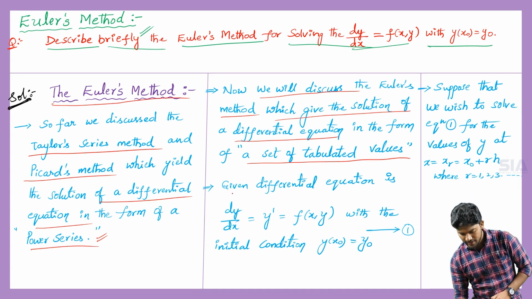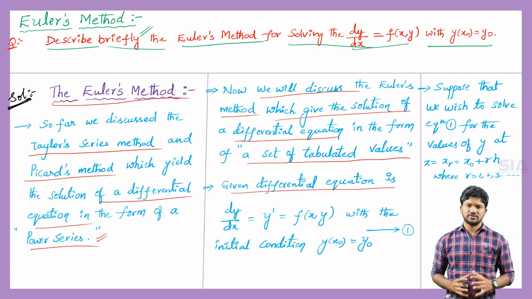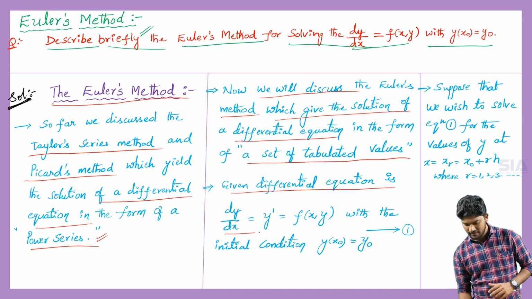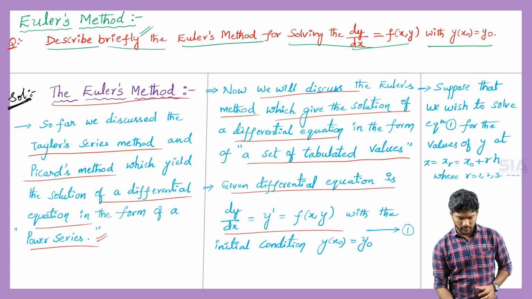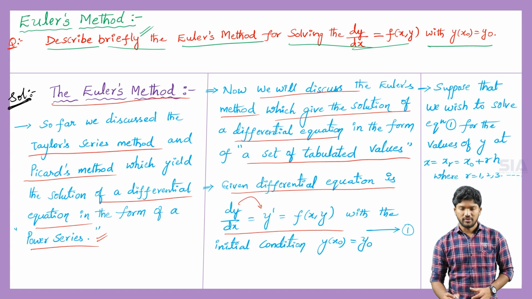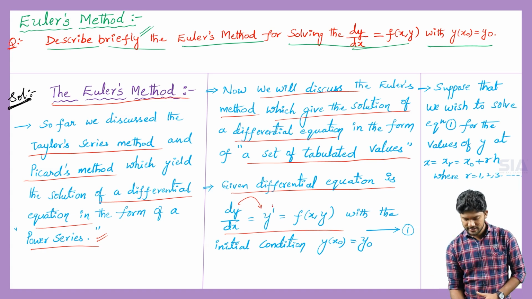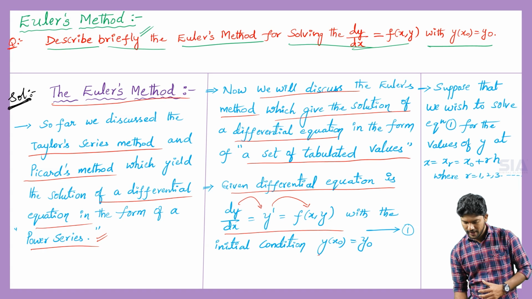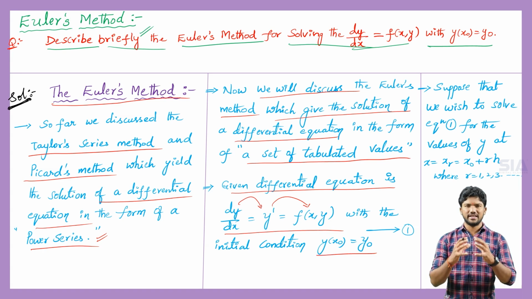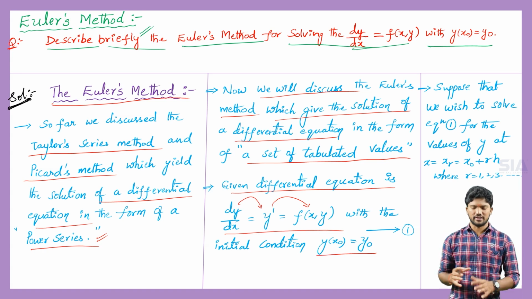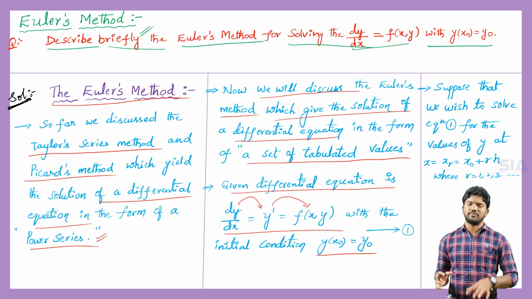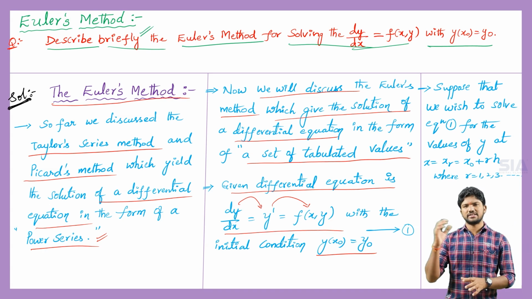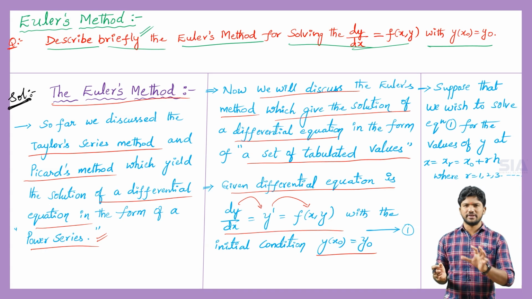Now we are starting the derivation for the Euler's method. Given differential equation is dy by dx, simply we can write that as y dash is equal to f of x comma y, with the initial condition y of x naught is equal to y naught. Up to here you know very well, for any Taylor series method, Picard's method, Euler's method, and the upcoming methods also, this step is the same.